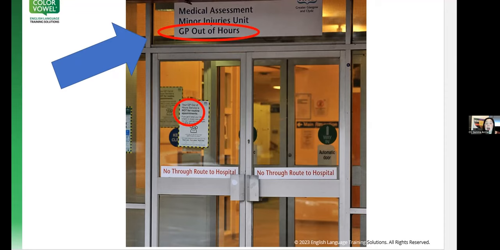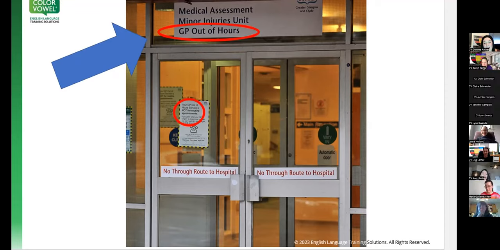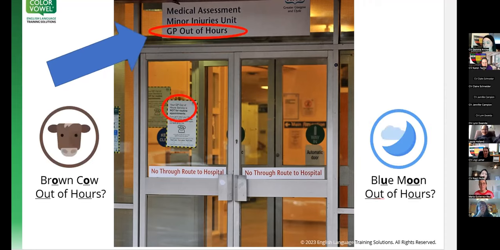Anyway, this student was wandering around the hospital campus trying to find the out of hours service. And he got lost, he couldn't find his way. And he asked someone about minor injuries. And the speaker said, oh, you mean utavuers, utavuers. My student nodded and smiled, not having a clue what he had just heard. But he remembered this at the point when we were talking about brown cow.